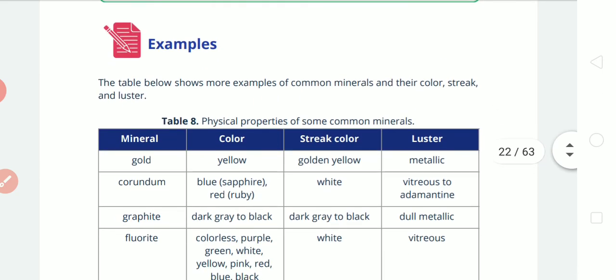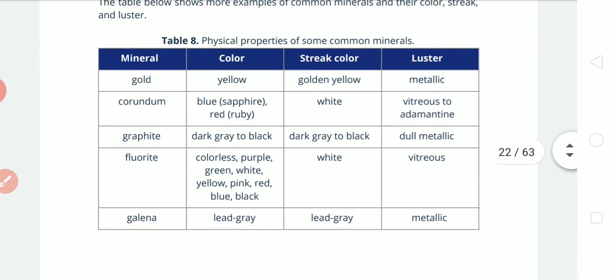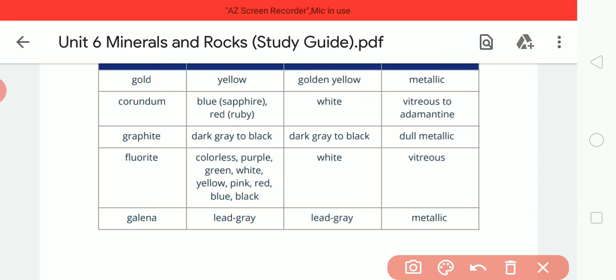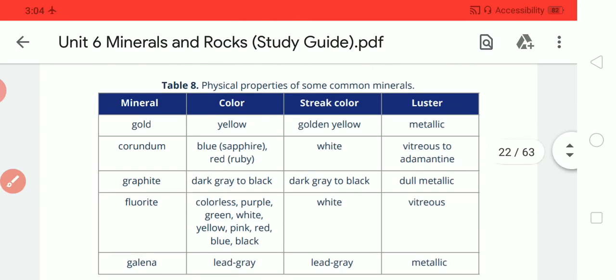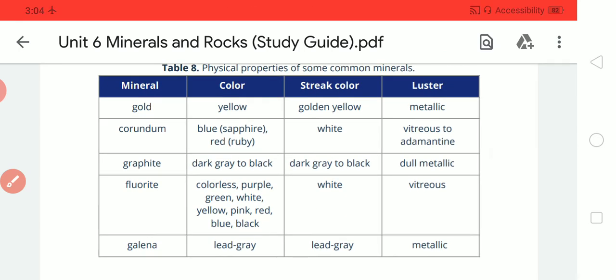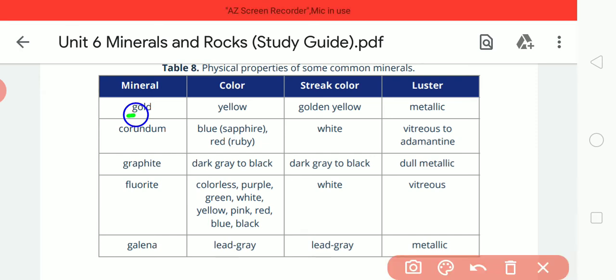Okay, so these are the physical properties of some common minerals. For gold, it is a mineral which has a yellow color, and the streak color is actually golden yellow, and luster, metallic. So ang luster, how shiny it looks, what its appearance is.